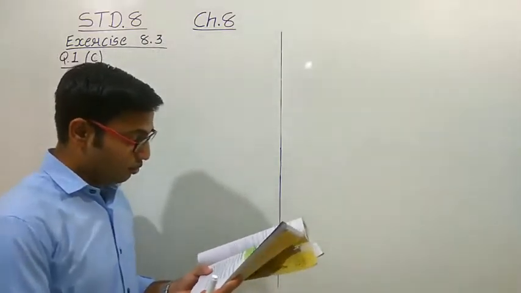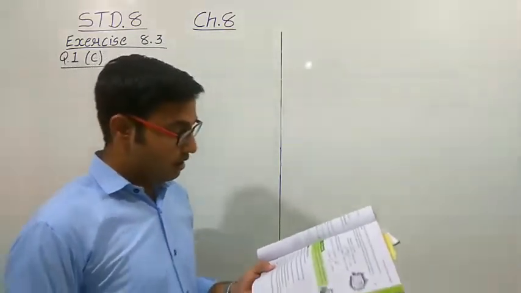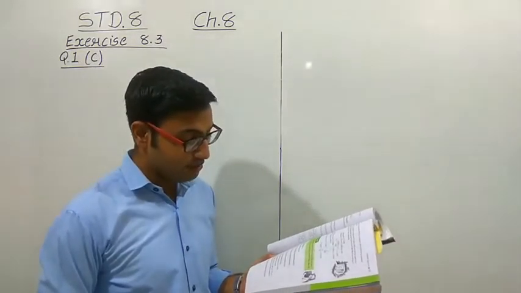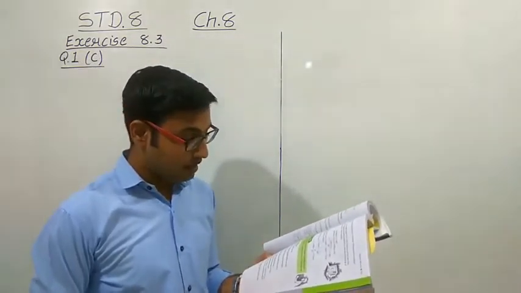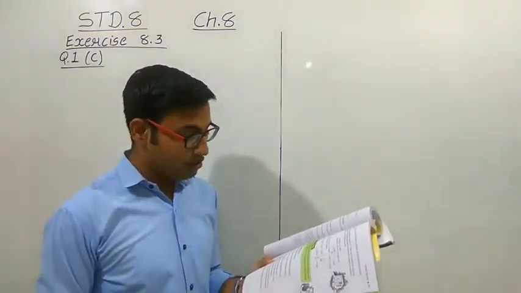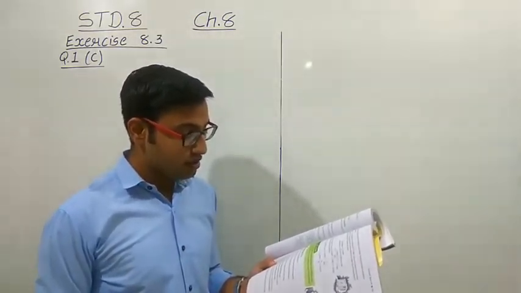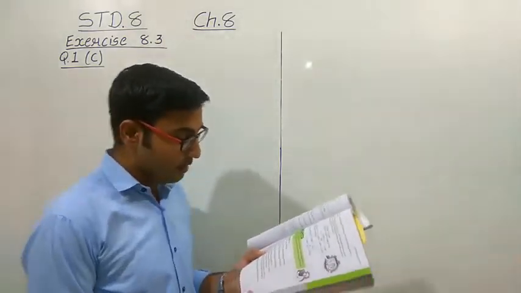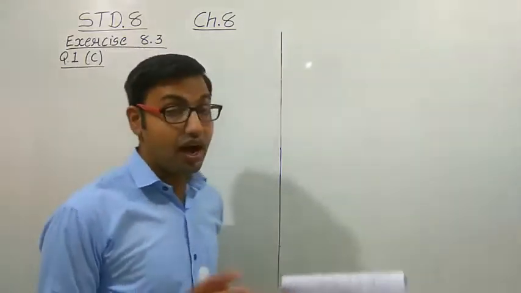For 62,500 rupees for 1.5 year at 8% per annum compound and half yearly. Right, here we have to calculate the amount and compound interest on 62,500 rupees for 1.5 year at 8% per annum, and we have to compound that half yearly.